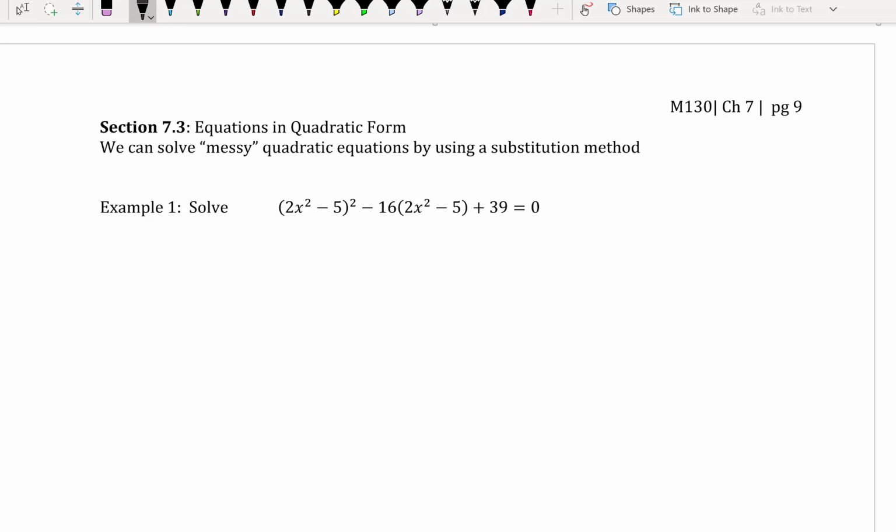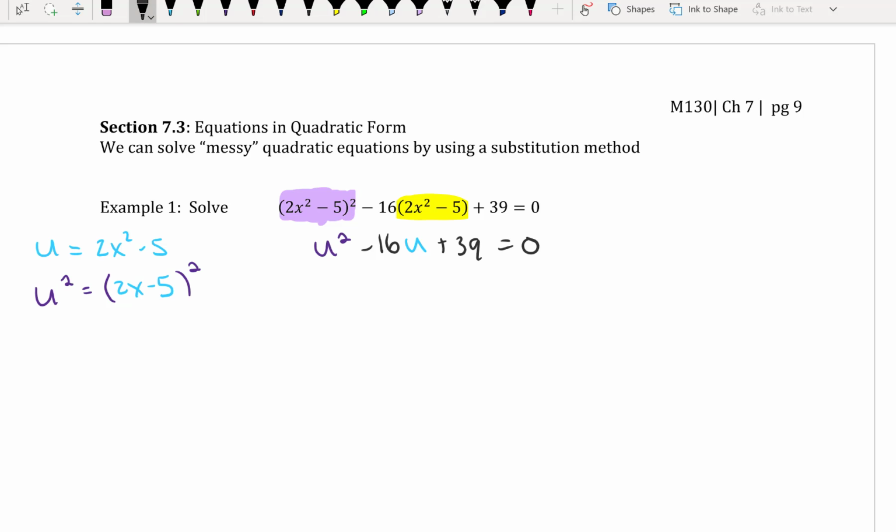So here, if we do a U-substitution, let's think of this 2x squared minus 5 as our U. So we are going to let U equal 2x squared minus 5. Then U squared would just be 2x squared minus 5, squared. And in this particular case, we do see that here. So we have U squared minus 16U plus 39 equal to 0.